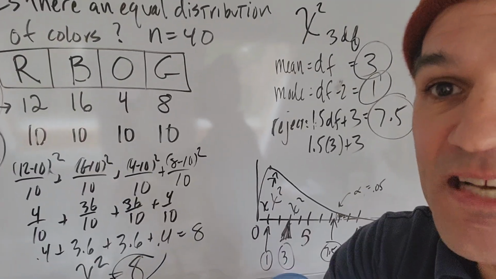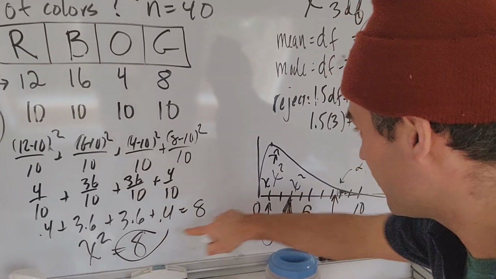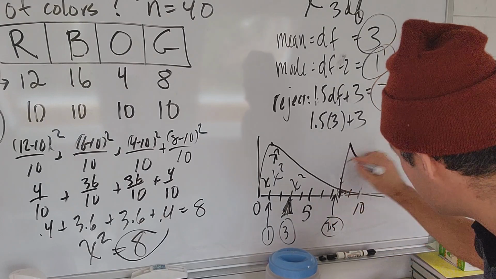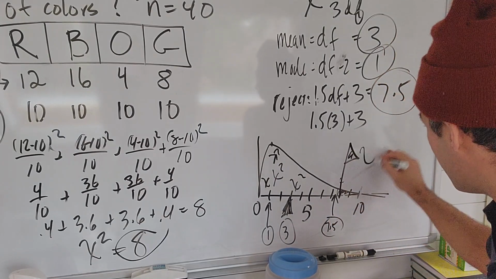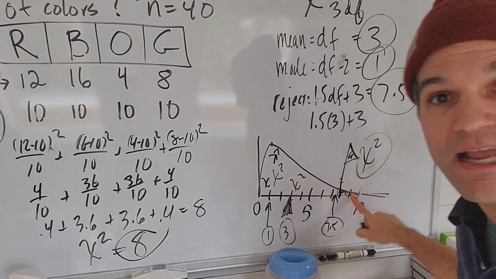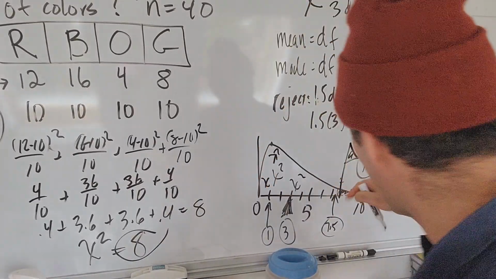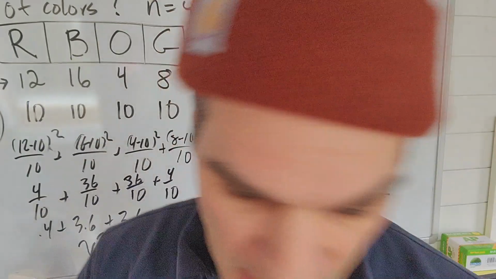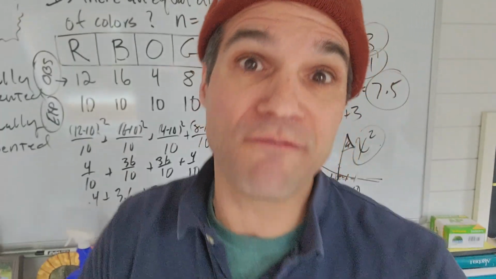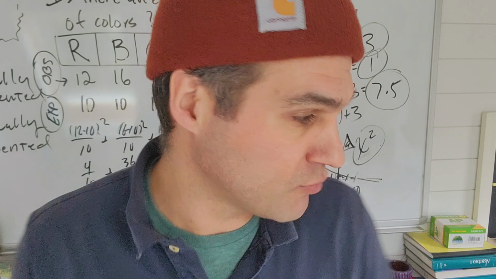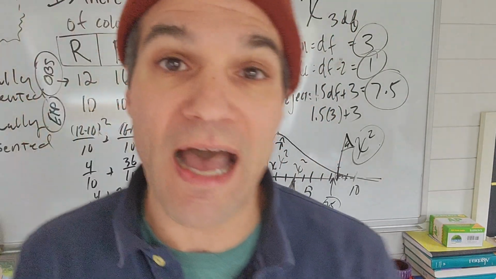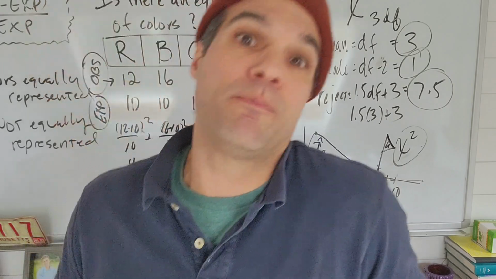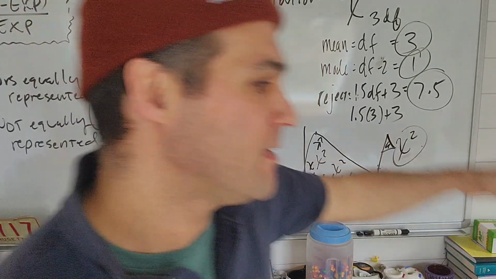Okay, where is that chi-squared value of 8? That's beyond my 7.5. That's over here. My chi-squared in this pile is way down here. That's weird. So I know I'm probably going to reject the null because it's beyond the chi-squared cutoff. Now that was just using the 1.5 times degrees of freedom plus 3 rule of thumb for an alpha of 0.05. Sometimes they say alpha of 0.02 or alpha of 0.01. And alpha of 0.01 is just a few beyond that.